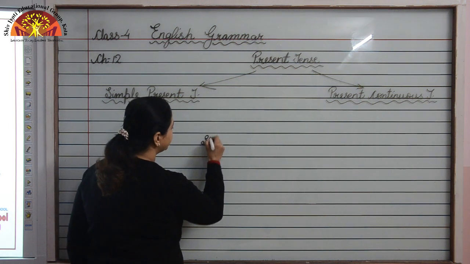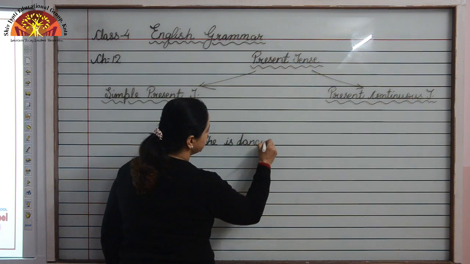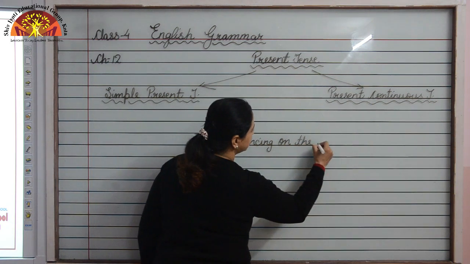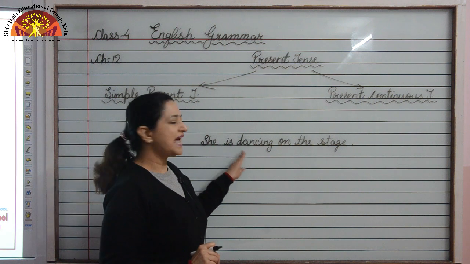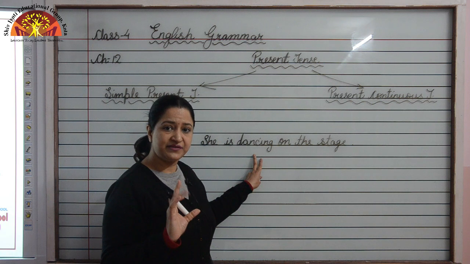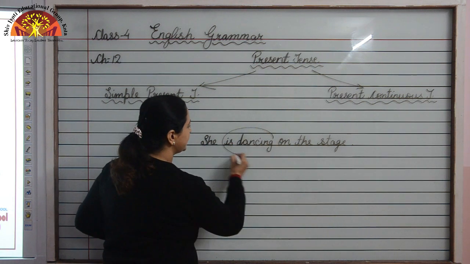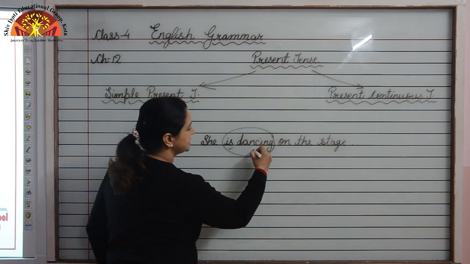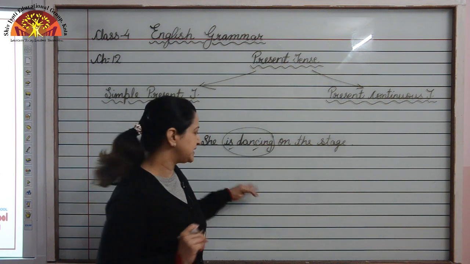The example is: she is dancing on the stage. See here, she is dancing on the stage. So this action is taking place at the time of speaking, and that is why it is present continuous tense. Is dancing is present continuous tense, and this is the helping verb and this is the main verb. Now let's see the structure of present continuous tense.